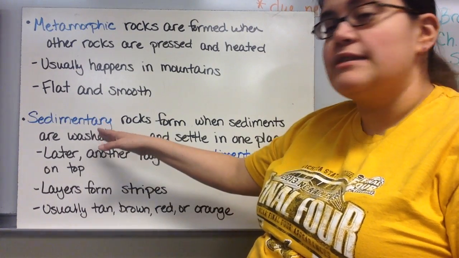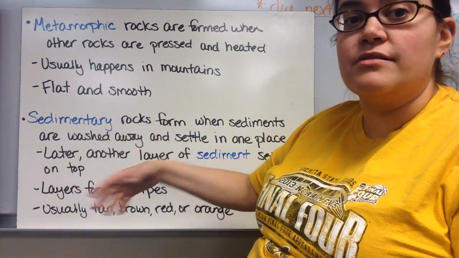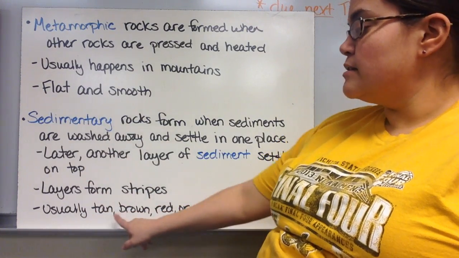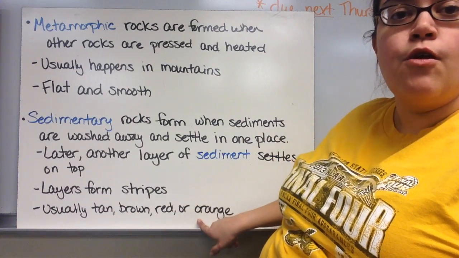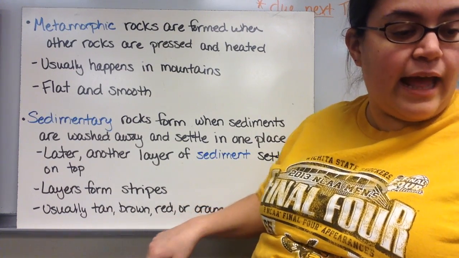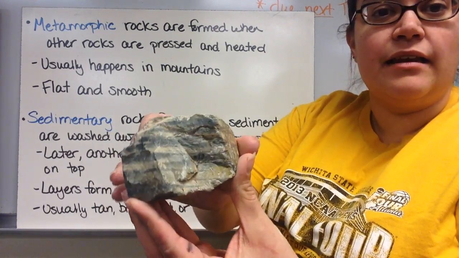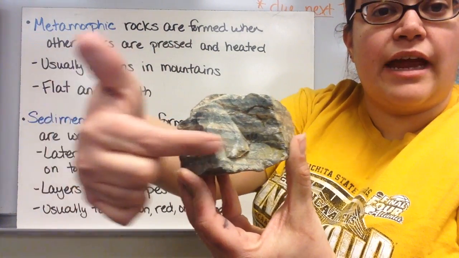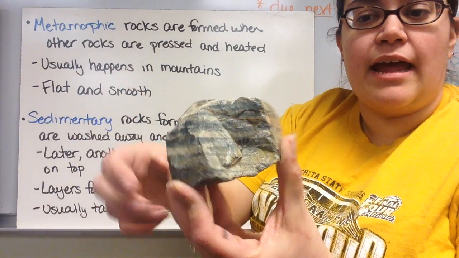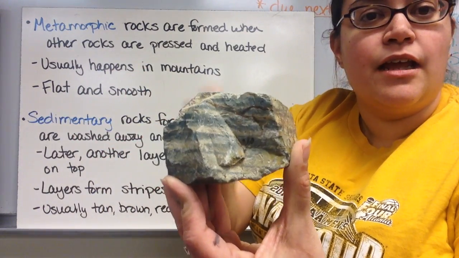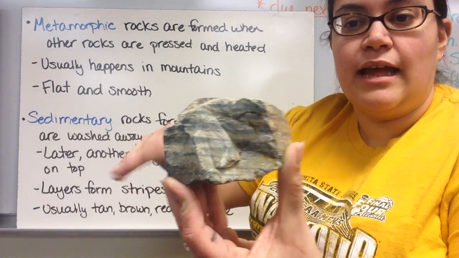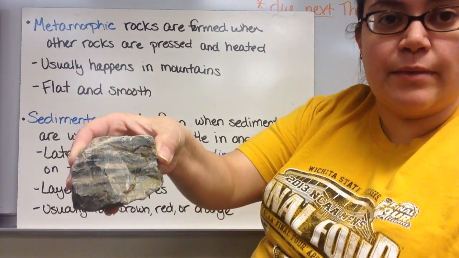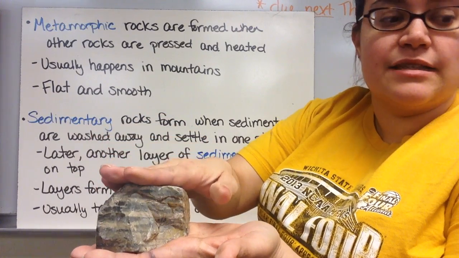Now, while sedimentary rocks can be various colors, the ones I've usually seen tend to be kind of earth tones, so tan, brown, red, or orange. And the one I have here has a little bit of tan in it. So you can see here where it has the stripes from the different layers. It has gray and white and kind of tan stripes running horizontally. And these are the different layers here of all the different sediments that have settled to create this rock.